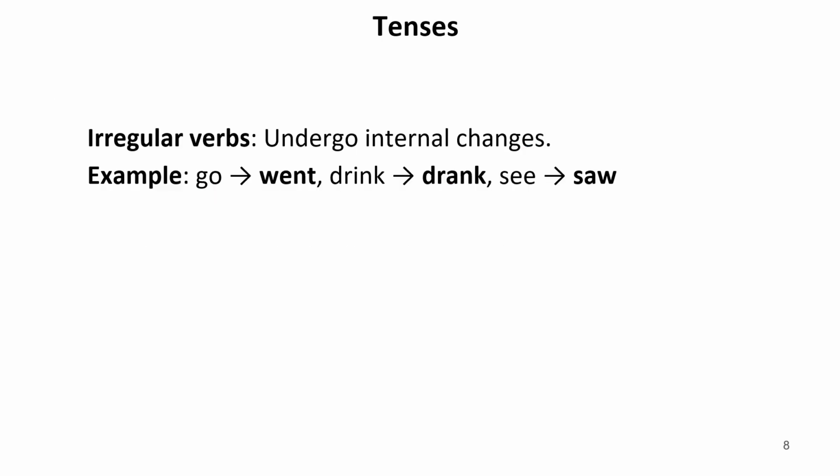Now, there are several verbs; when we have work, we can make the past form of it like worked, but there are some forms like sing. The past form of sing is sang. The past form of drink is drank. Go is went. See is saw.